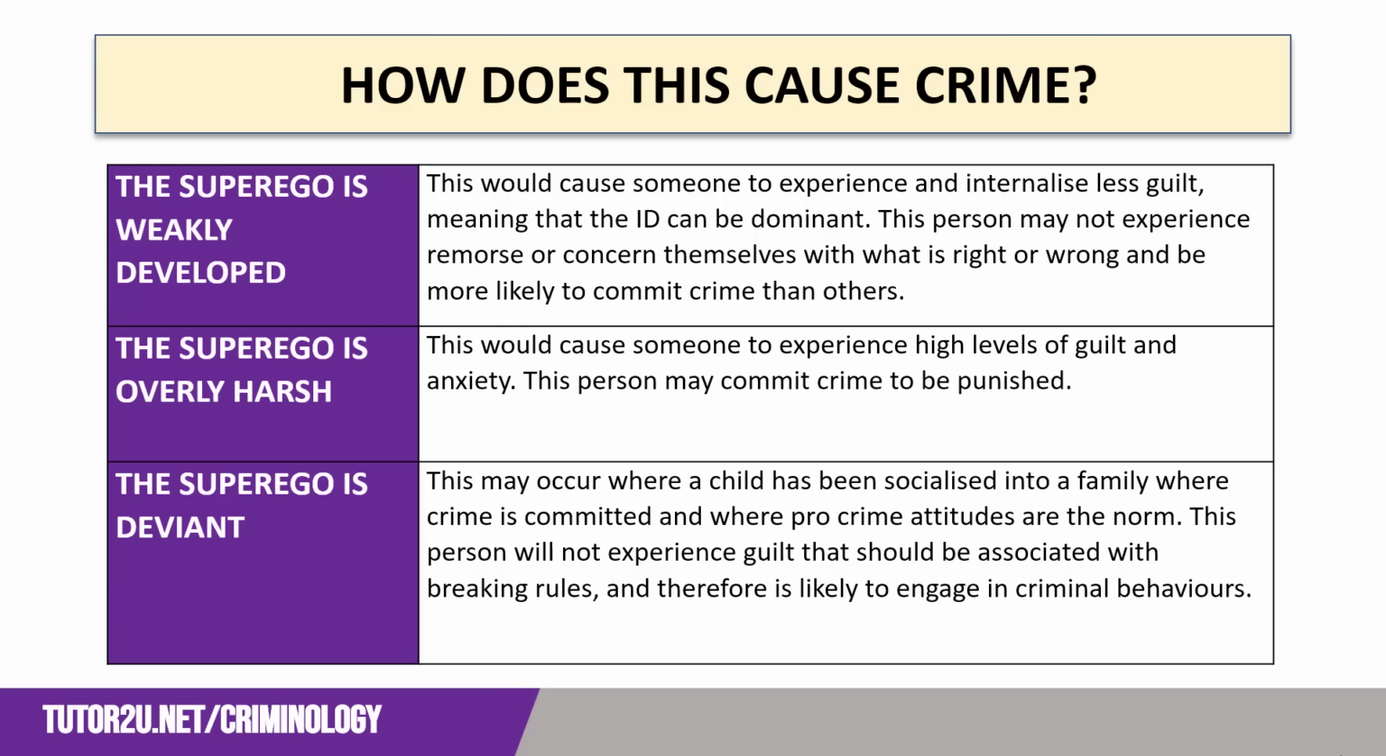But how does this lead to crime? There are a number of ways in which these three components, if functioning inadequately, can cause crime. Firstly, through a weakly developed superego. This would reduce the amount of guilt that individuals feel over their actions. Without knowing or understanding the consequences of our actions, individuals may decide to indulge their own needs at the expense of others.